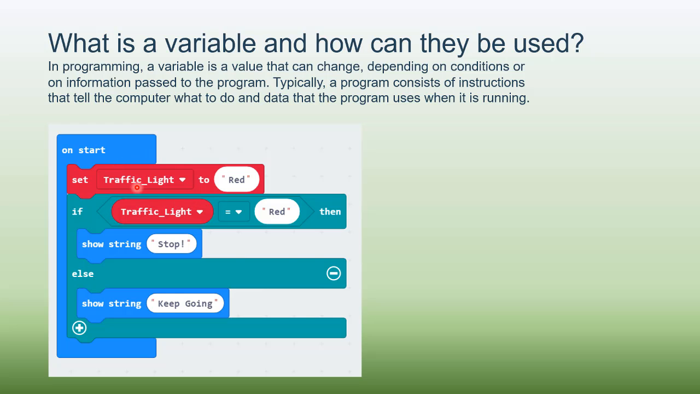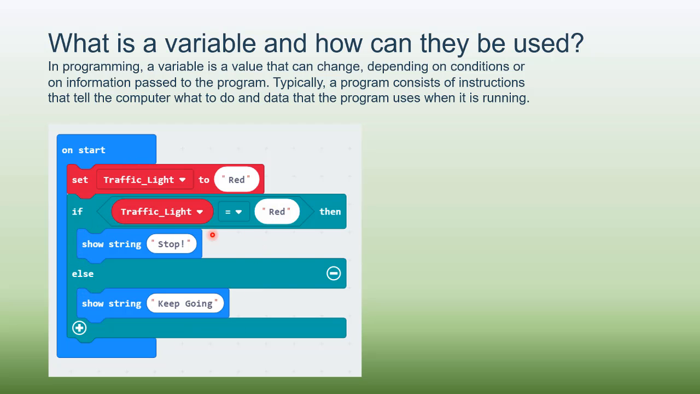In our case, I've given the name of the memory location traffic light. So here, I've added to my program from before. I've said set traffic light to red. And then if the traffic light is red, or equals red, then it's going to say stop. Otherwise, it's going to keep going. So if the traffic light wasn't red, I could have said set traffic light to green. Then when it would read this, it would say green doesn't equal red, so it would not show this part, it would show this part.